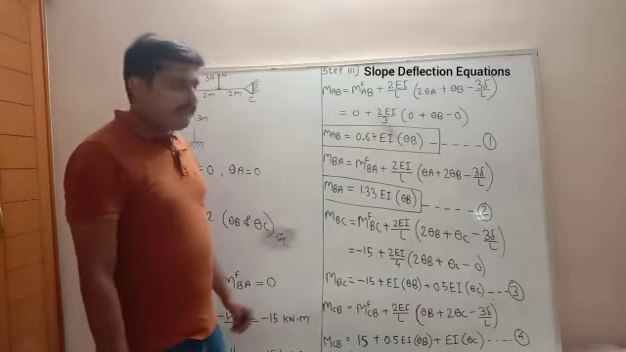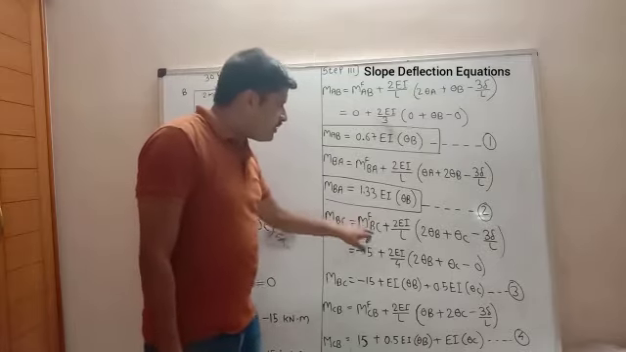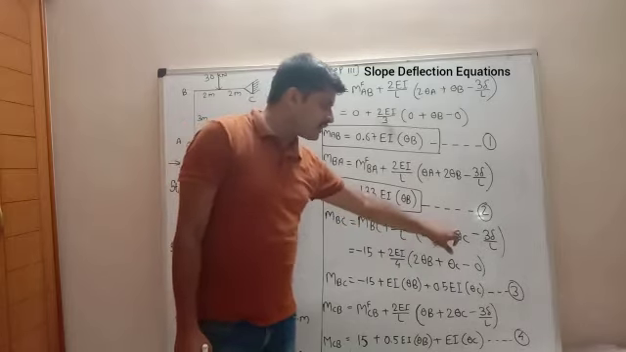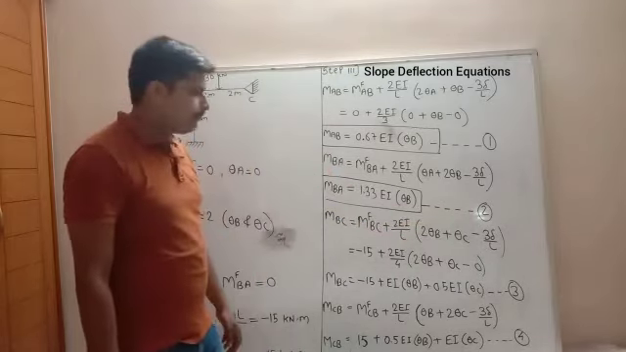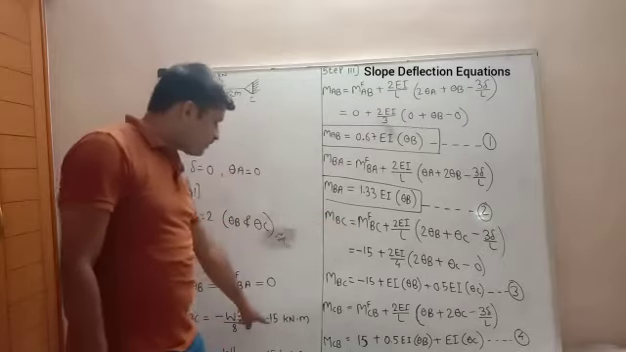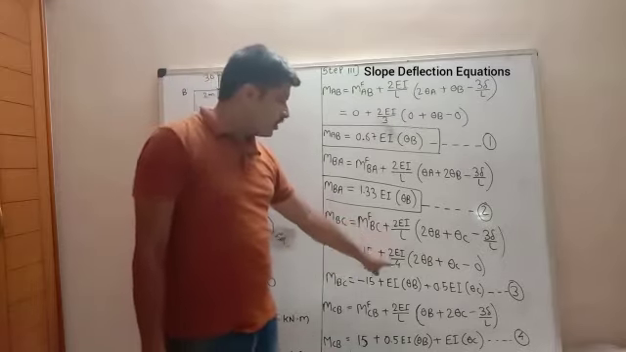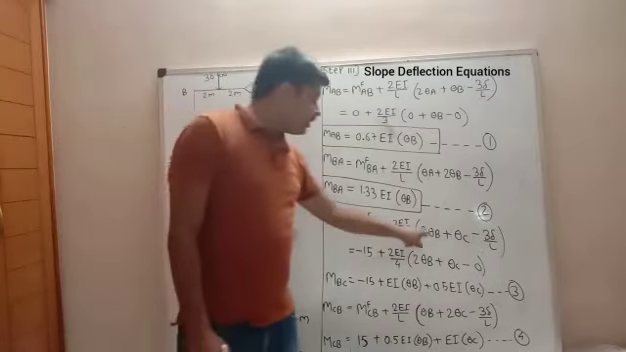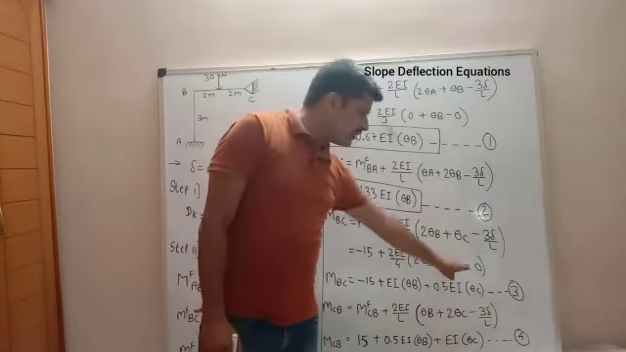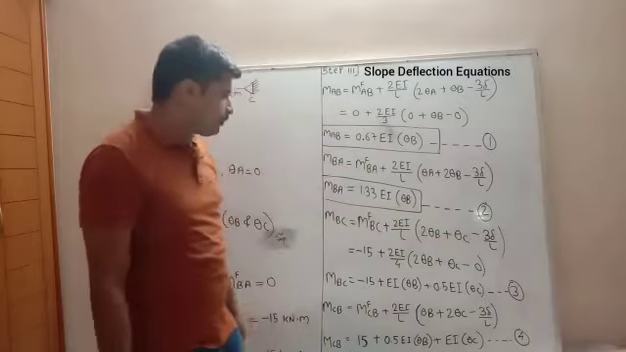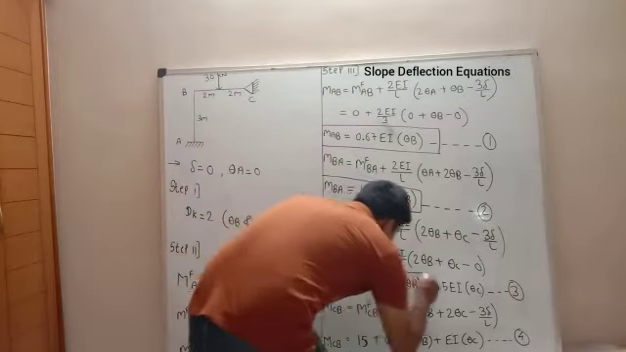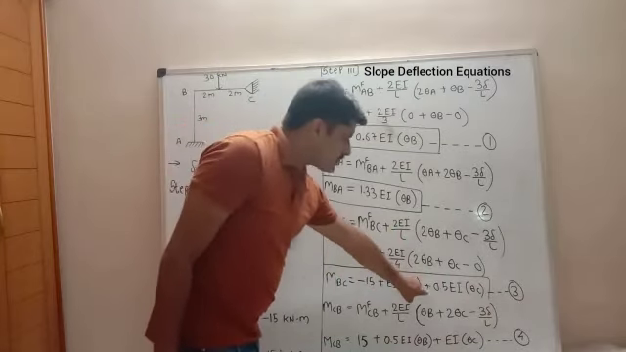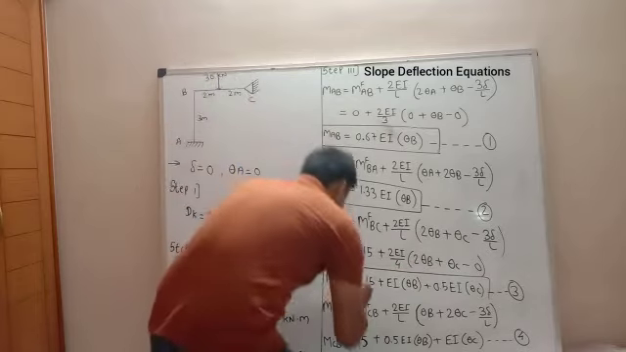Consider span BC. MFBC plus 2 EI upon L in bracket 2 into theta B plus theta C minus 3 delta by L. MFBC is minus 15 kNm plus 2 EI upon L. L is 4 meter, that is the length of span BC. In bracket 2 into theta B plus theta C minus 0 because delta is 0. Hence equation number 3 is minus 15 plus EI into theta B plus 0.5 into theta C.